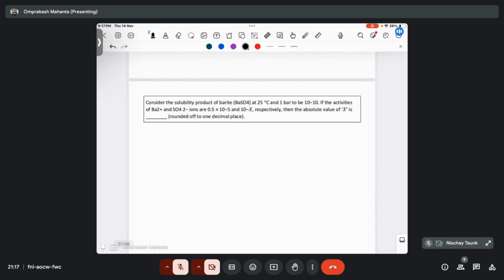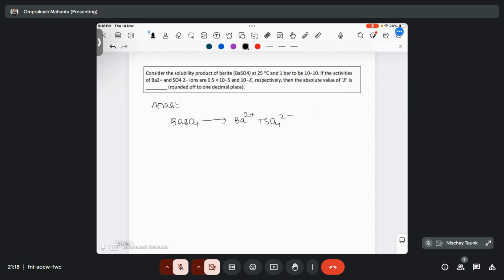So next one, consider the solubility product of barite. Barite is given, that's BaSO4. If we break this, it will give rise to Ba2+ and SO4 2-. It is given that the solubility product at 25 degrees and 1 bar is 10 to the power minus 10. The activities of Ba2+ and SO4 2- are given respectively. So I can write Ba2+ times SO4 2-, which equals the solubility product of 10 to the power minus 10, right?